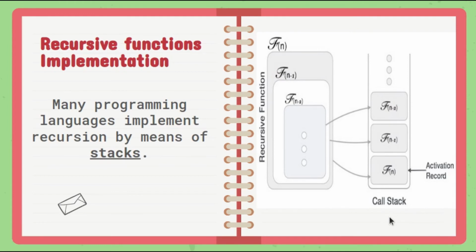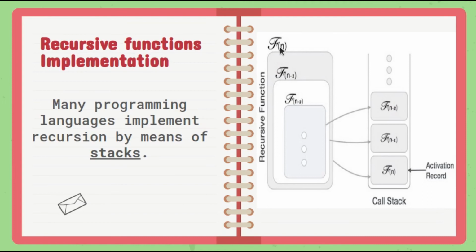As you can see, we have our function f of n. Then this one is a stack. So that's how the recursion actually works. So if n is equal to 3, of course remember this one is the activation record. Let's assume that n is equal to 1. What will happen?